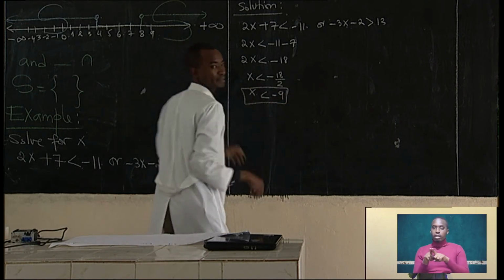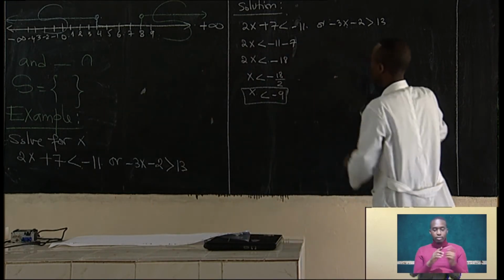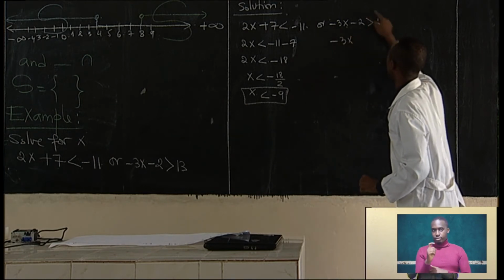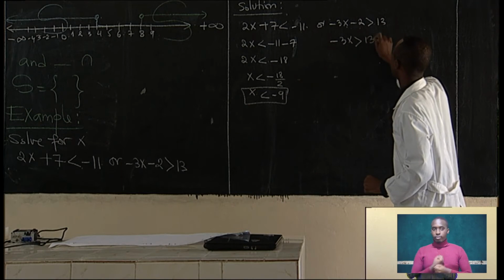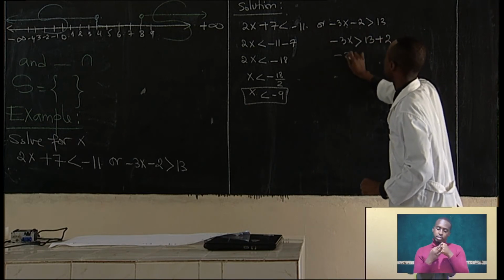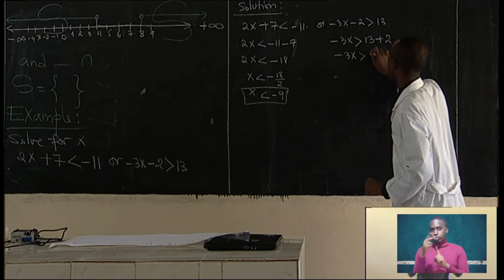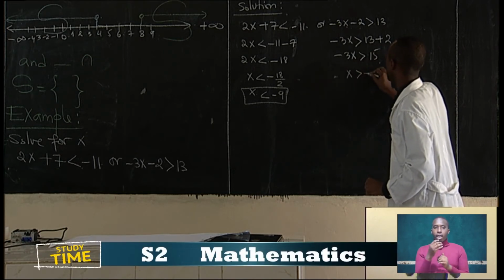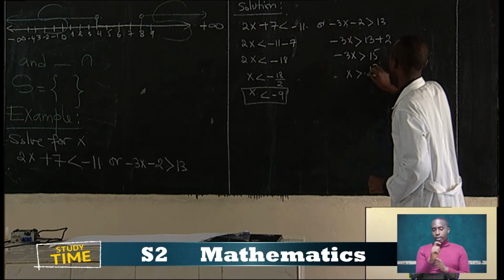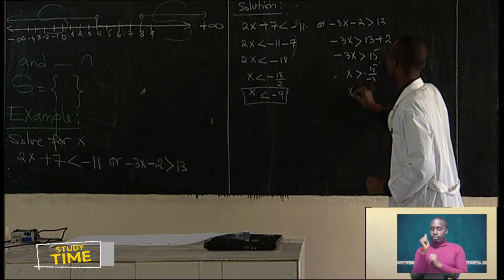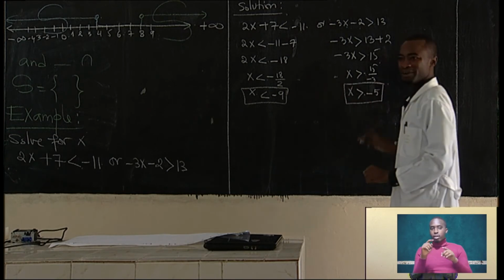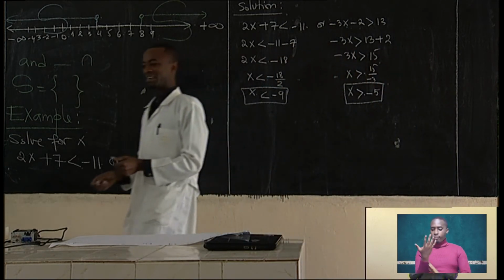Do we see this? We work on the second one, over here. We have negative 3x. This one goes there, and we remain with 13 plus 2. This is negative 3x greater than 15. And x will be 15 over negative 3. And we have x greater than negative 5. We see? Now we have the answers.